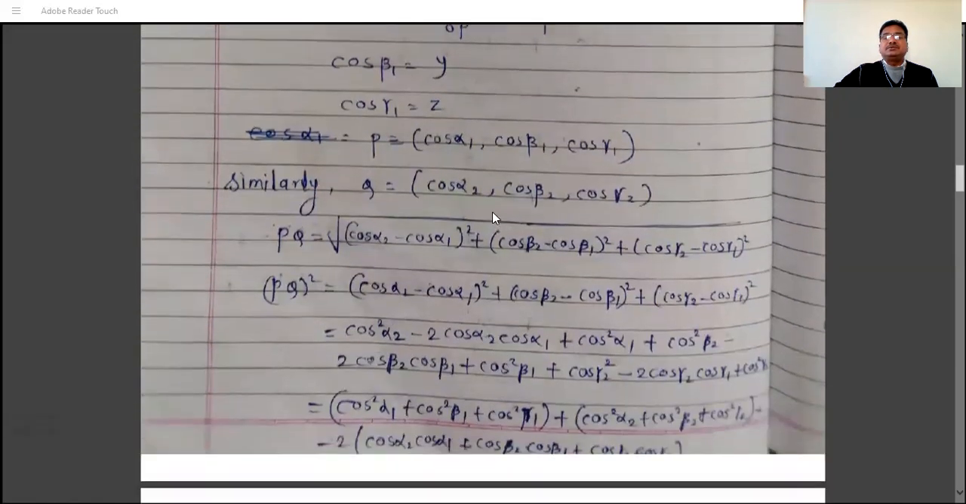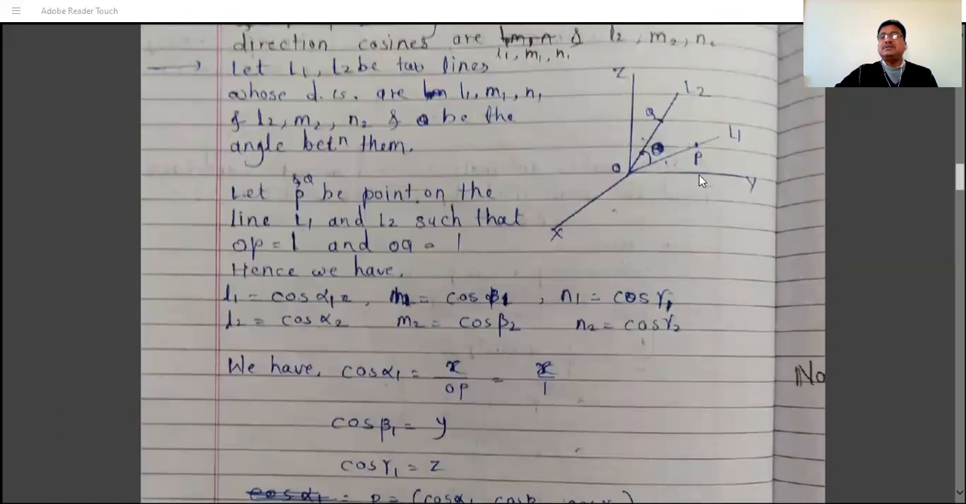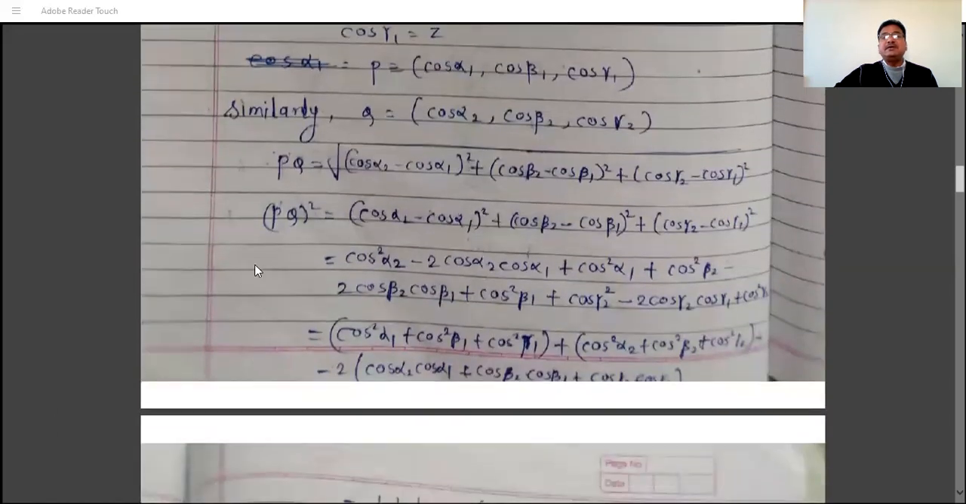Similar to the coordinates of the point P, the distance between P and Q, by using the distance formula, PQ is the square root of (cos alpha 2 minus cos alpha 1) squared plus (cos beta 2 minus cos beta 1) squared plus (cos gamma 2 minus cos gamma 1) squared. This uses the distance formula: (x2 minus x1) squared, (y2 minus y1) squared, (z2 minus z1) squared.